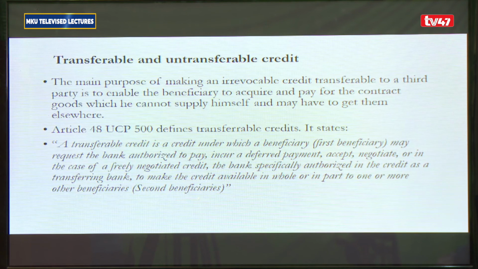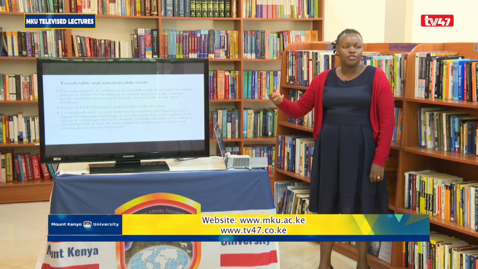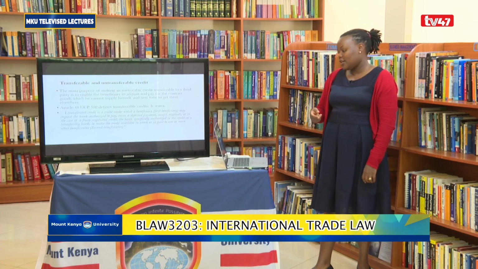Okay? Now, let's look at transferable and untransferable credit. The main purpose of making an irrevocable credit transferable to a third party is to enable the beneficiary to acquire and pay for the contract goods which he cannot supply himself and may have to get them elsewhere. Remember, the beneficiary is the seller. So if he gets an order of 10 billion and he cannot raise that sum of money, the transferable letter of credit would enable him to sell that letter of credit to somebody else to receive the funding that he needs so that he can provide the goods.